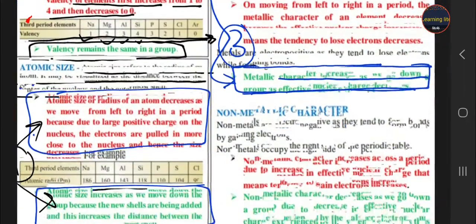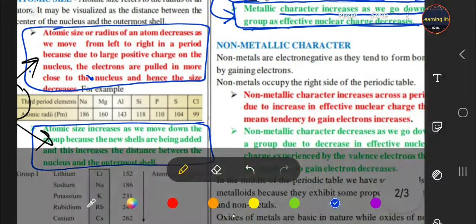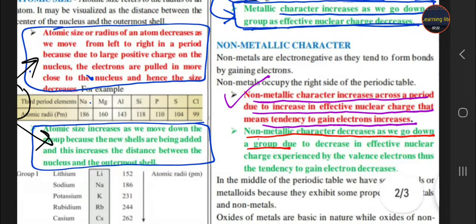Okay. Next is non-metallic character. Student, non-metals are electronegative. They tend to form bonds by gaining electrons. They gain electrons, so they gain a negative charge, and they are present on the right side of the periodic table. And if we move along a period, student, non-metallic character increases. Why does it increase? Because due to the increase in the effective nuclear charge, the tendency to gain electrons increases. But non-metallic character decreases down the group. Why? Because there is a decrease in the effective nuclear charge.